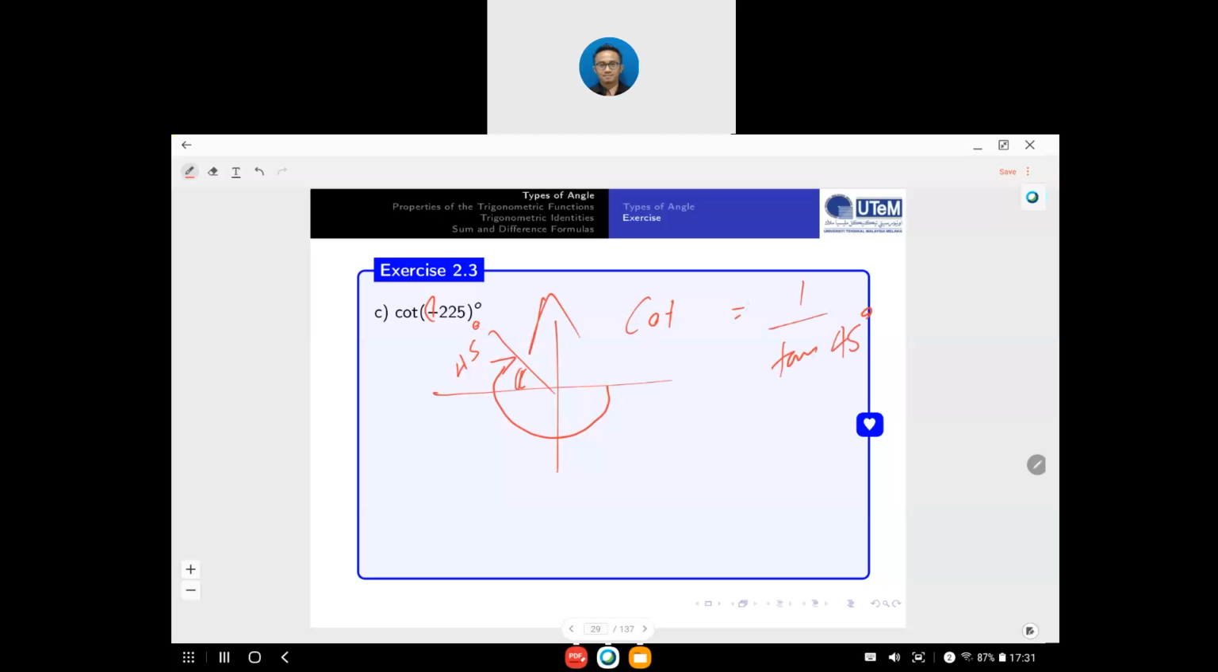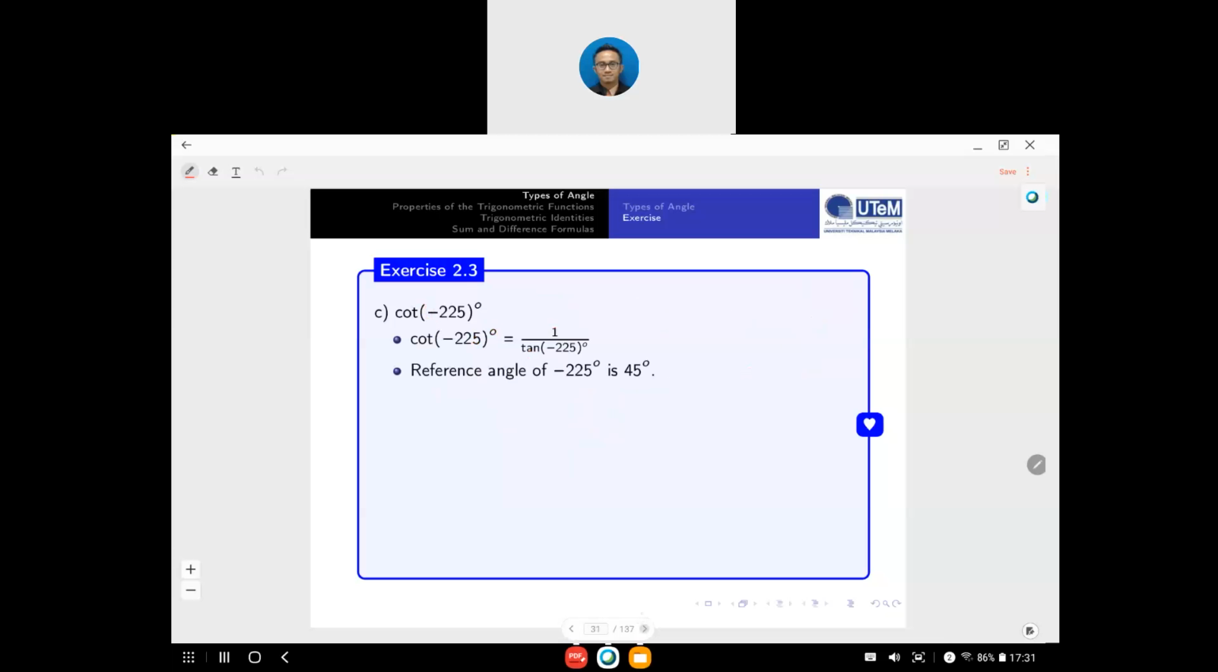So 1 over tangent 45 degree. But this one is in the second quadrant, where tangent is negative. So you must put negative here, because it is placed in the second quadrant. In the second quadrant only sine is positive, the rest are negative. So you can find negative 1 over tangent 45, so you can get negative 1.